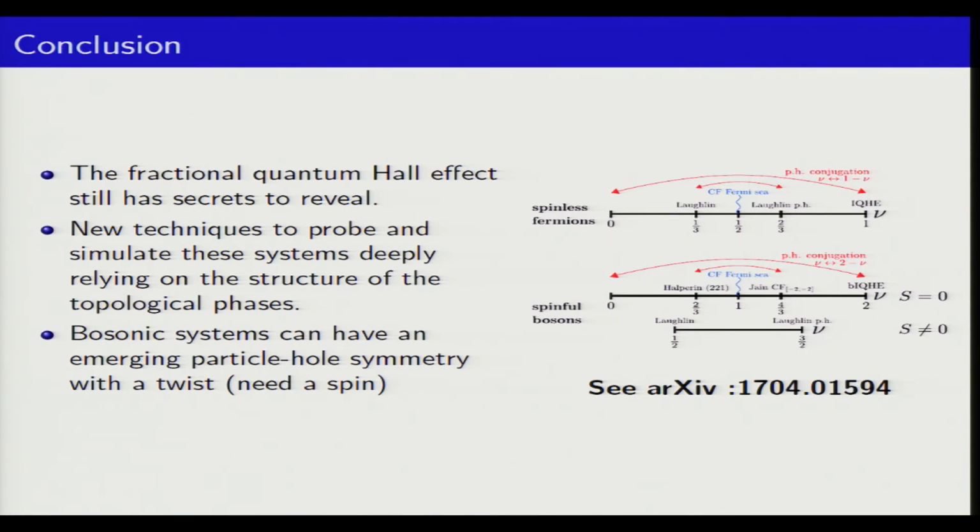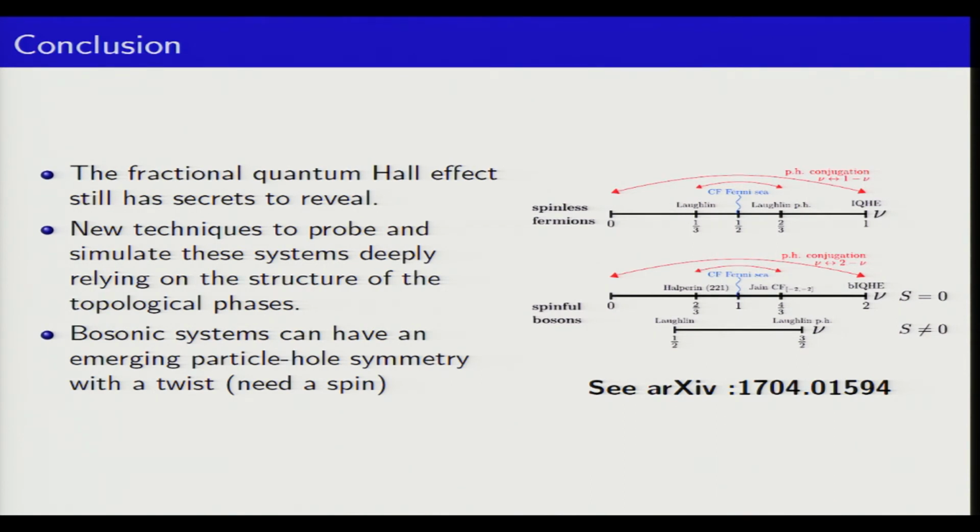So let's conclude here. Maybe I should start with this one. That's maybe the technical message of this talk. We have a system with bosons in a band insulator. And you could have an emerging particle-hole symmetry, with a twist, which is that you need this additional internal degree of freedom.